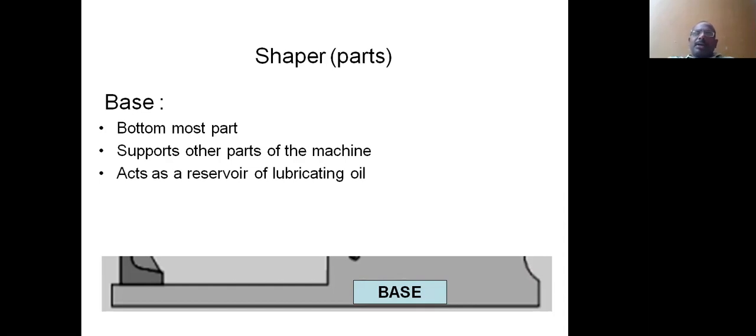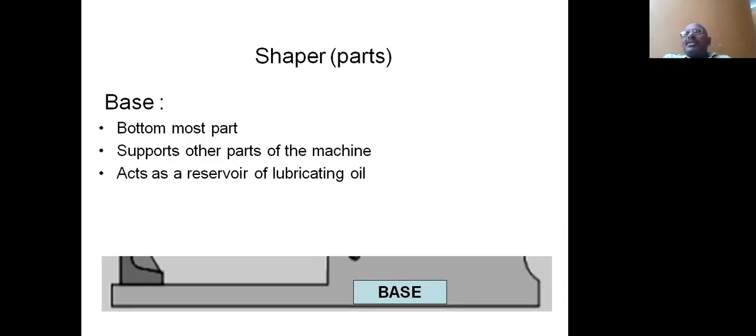So this base has a hollow portion. Why does it have a hollow portion? In order to reduce the weight of the base. So that cavity, that empty space of the base, acts as a reservoir.